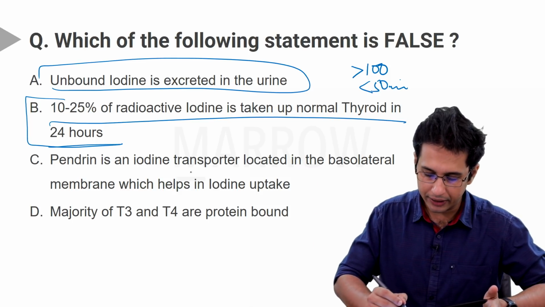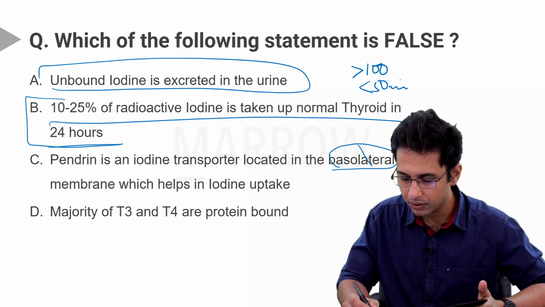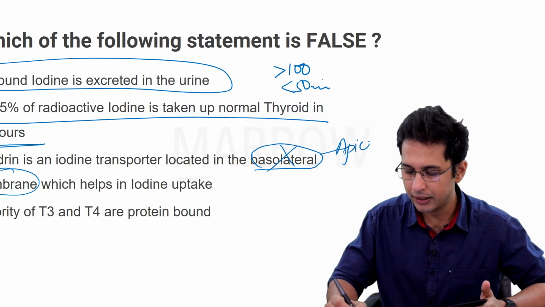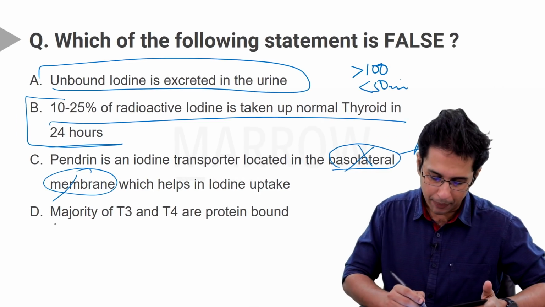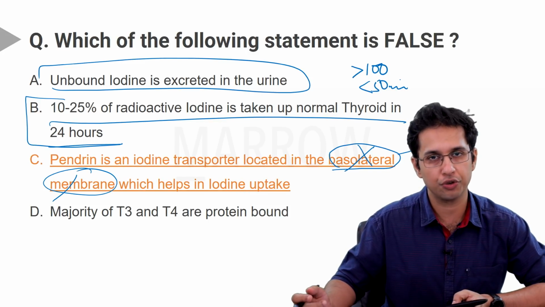Pendrin is an iodine transporter, correct, located in the basolateral membrane. This is wrong. We've seen it thoroughly. It is located in the apical membrane. Majority of the T3 and T4 are protein bound. So you know the answer.